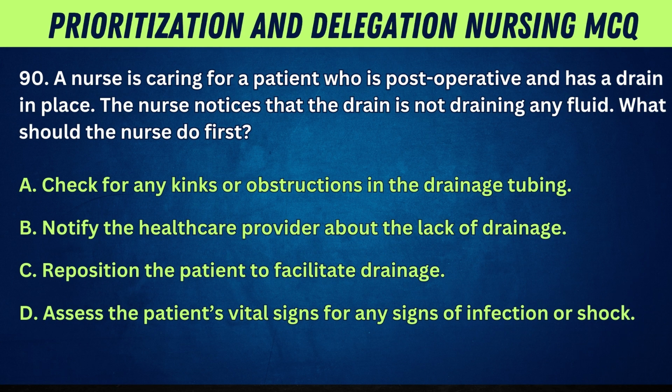90. A nurse is caring for a patient who is post-operative and has a drain in place. The nurse notices that the drain is not draining any fluid. What should the nurse do first? A. Check for any kinks or obstructions in the drainage tubing. B. Notify the healthcare provider about the lack of drainage. C. Reposition the patient to facilitate drainage. D. Assess the patient's vital signs for any signs of infection or shock.